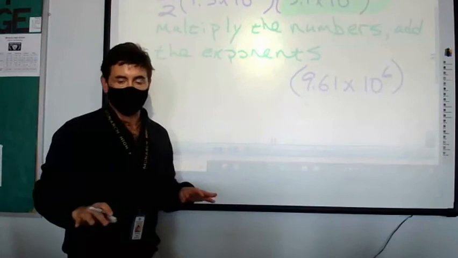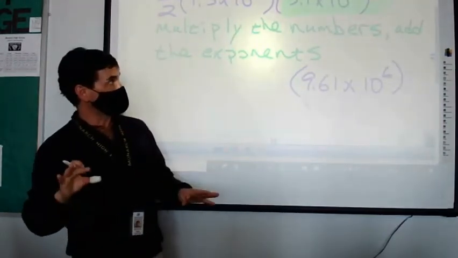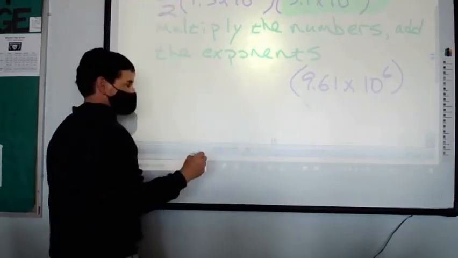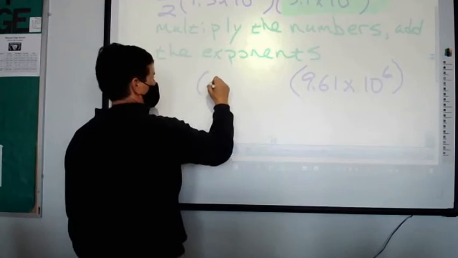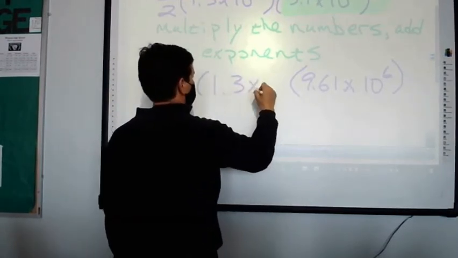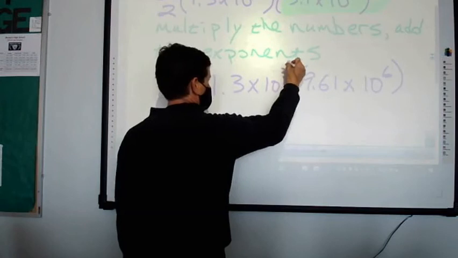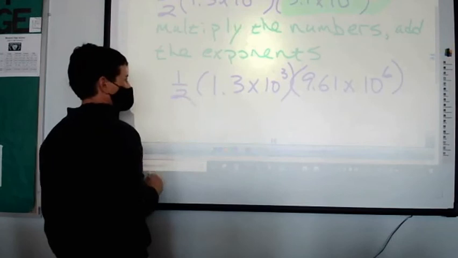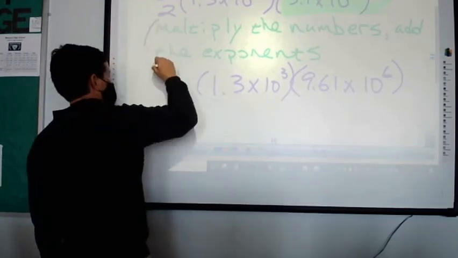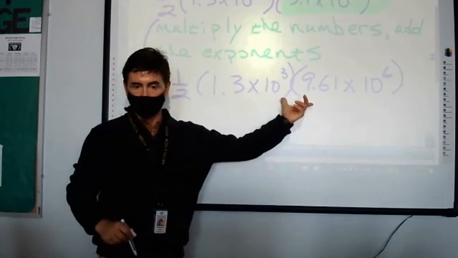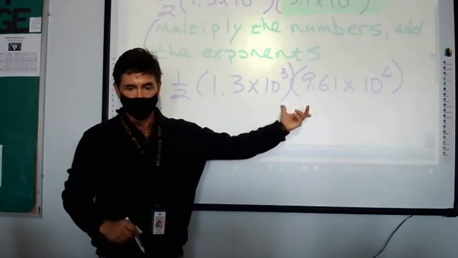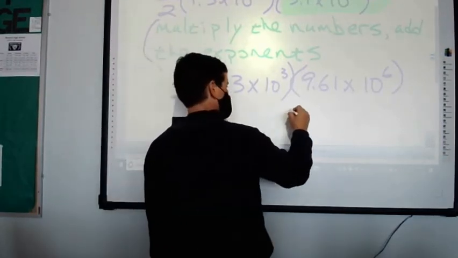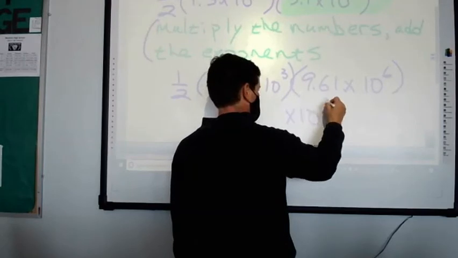So we dealt with the first one. We dealt with multiplying 3.1 times 3.1, and we dealt with the exponents. I'm going to leave this 1/2 till the very, very end. I'm going to write the 1.3 times 10 to the third, and write that 1/2 in front. So this helpful hint still applies to multiplying two numbers in scientific notation: I have to multiply the numbers, add the exponents. So it's going to be times 10 to the 9th power.